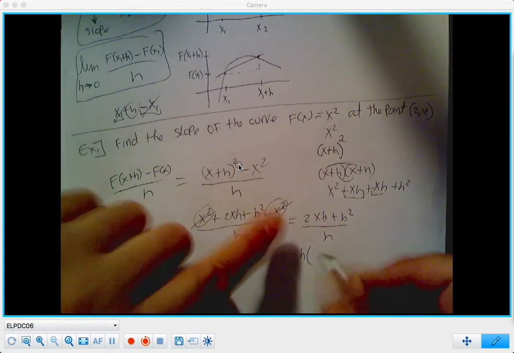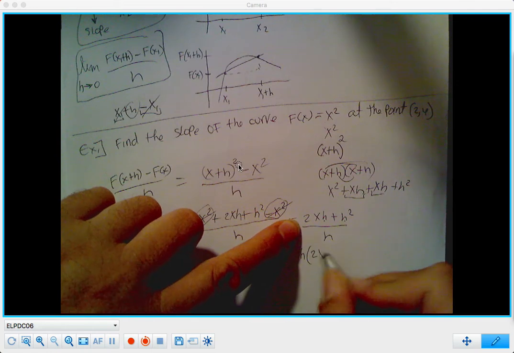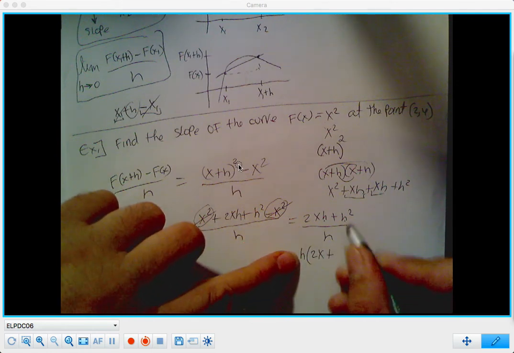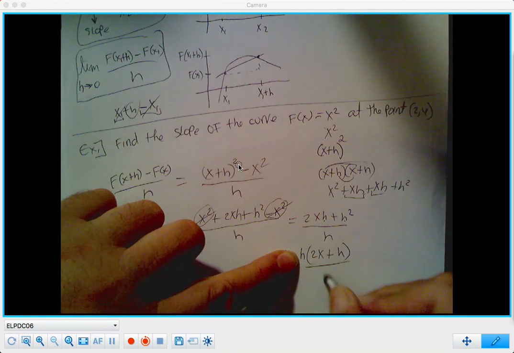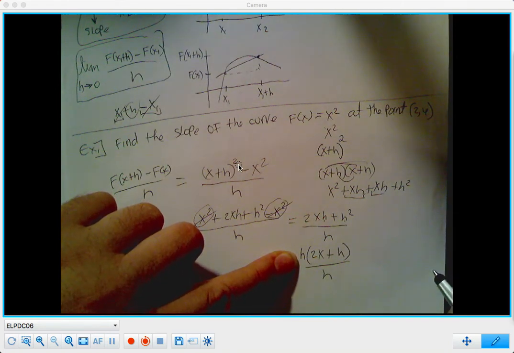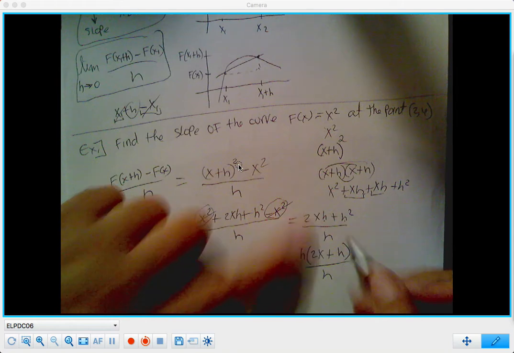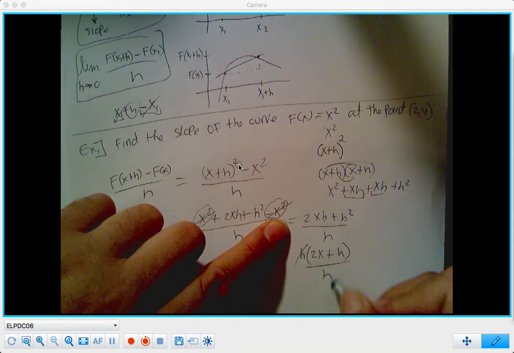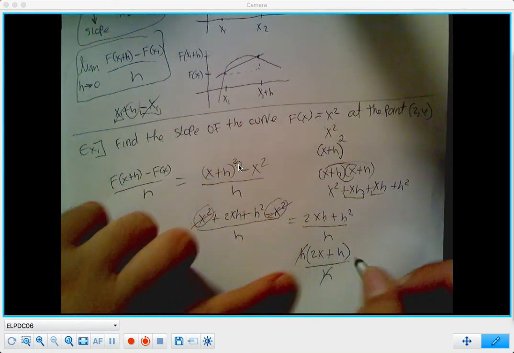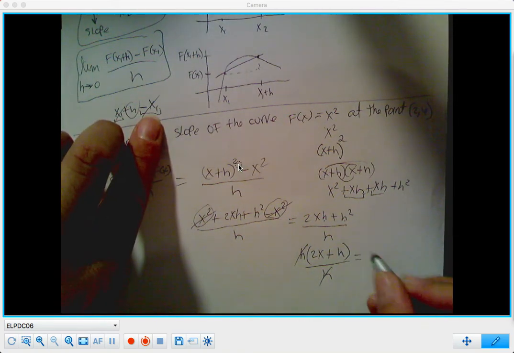So in this case I have 2x plus, so h times what gives me h squared? Well, h, and then I have another h on the bottom. Okay, I just took out an h and put it outside. So what happens? Top and bottom cancel out. So now I end up with 2x plus h.